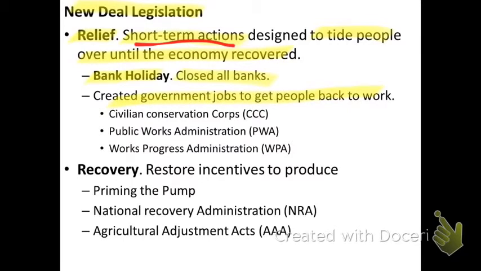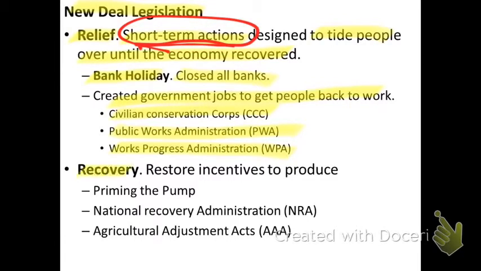Government created jobs, going back to short-term actions, getting money into the hands of the people as quickly as possible. There are 3 listed here: the CCC, Civilian Conservation Corps, the PWA, Public Works Administration, and the WPA, the Works Progress Administration. They were all part of the New Deal legislation. They were all part of the relief of the 3 R's.